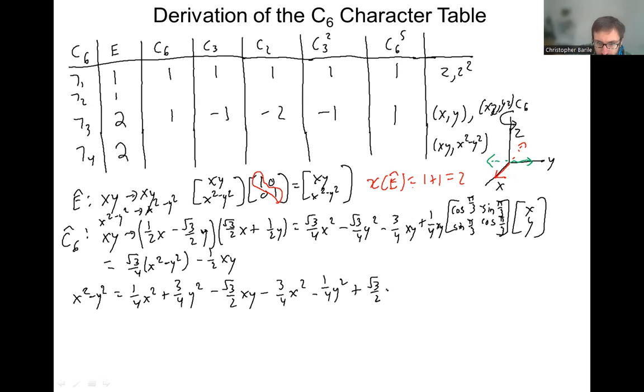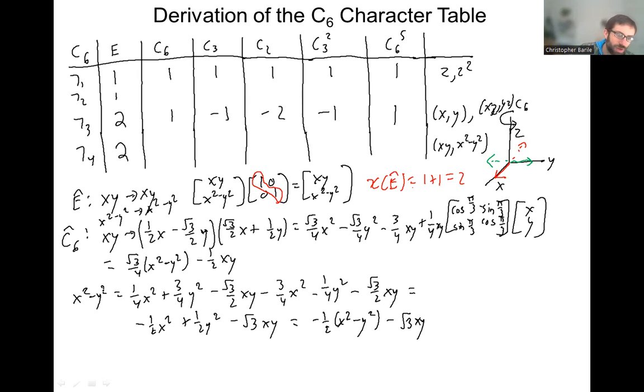Root 3 over 2 xy, but remember there is a minus sign. So all this is minus xy. Okay, so this simplifies to negative 1/2 x squared plus 1/2 y squared minus root 3 xy. And now we can factor out a negative 1/2. And that's going to be negative 1/2 times x squared minus y squared minus root 3 xy.